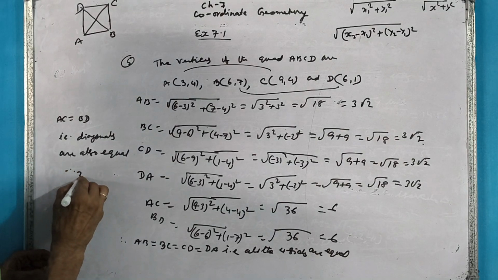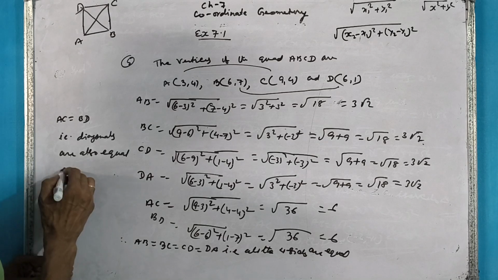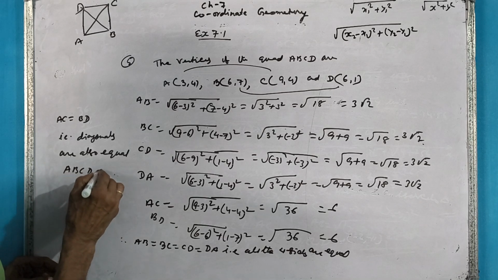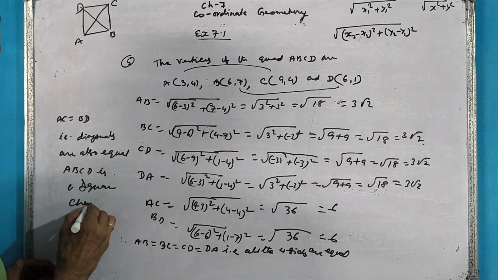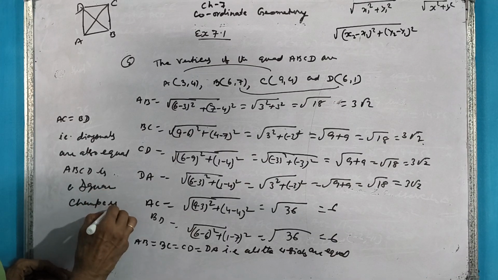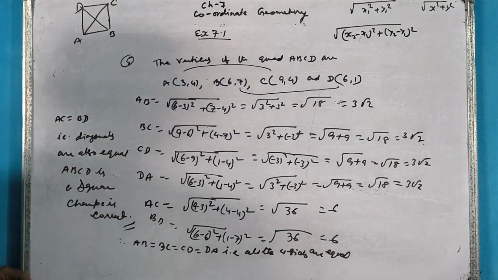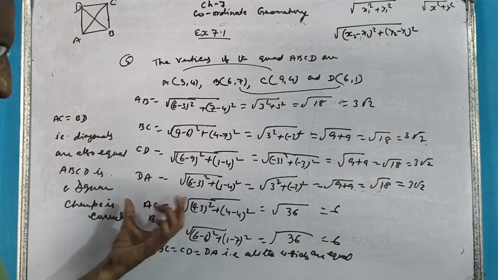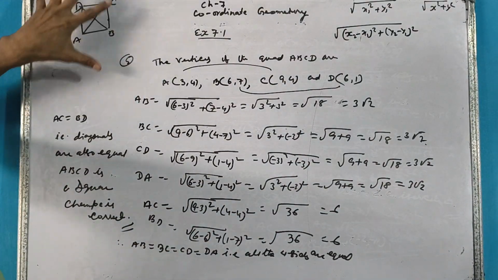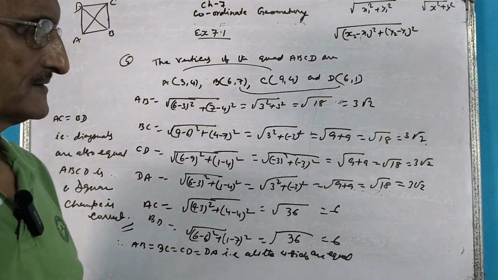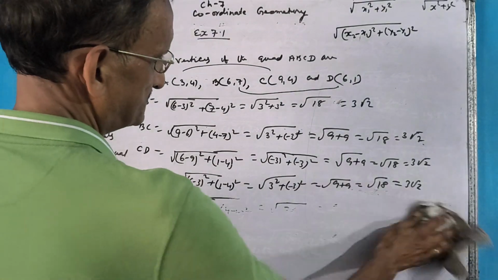Therefore, ABCD is a square. And Champa is saying yes, therefore Champa is correct. All the four sides are equal and diagonals are also equal. If diagonals are not equal, then it might be a rhombus. Clear? So, number 5 you have done.